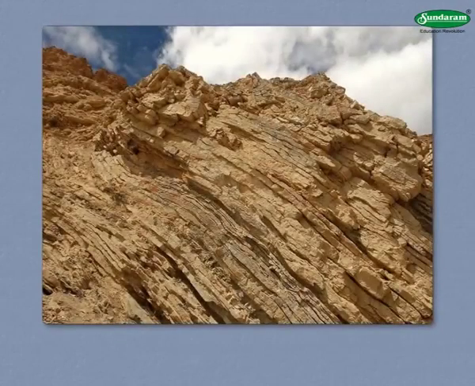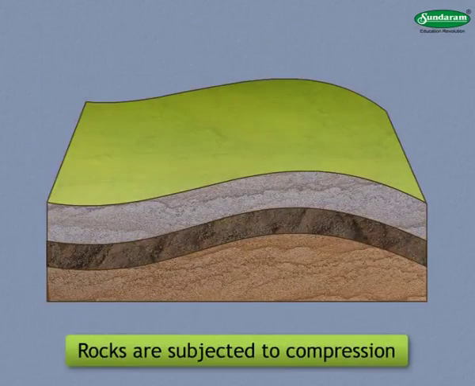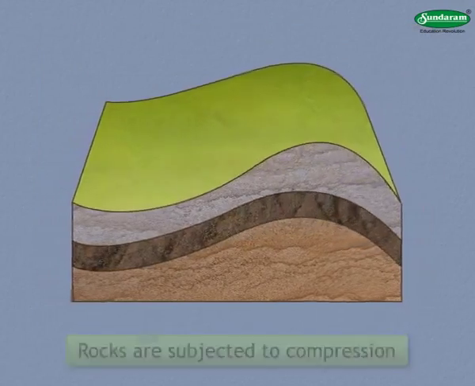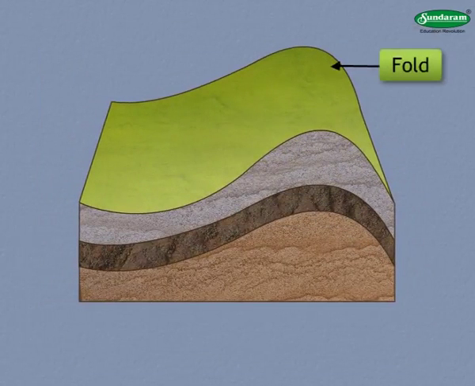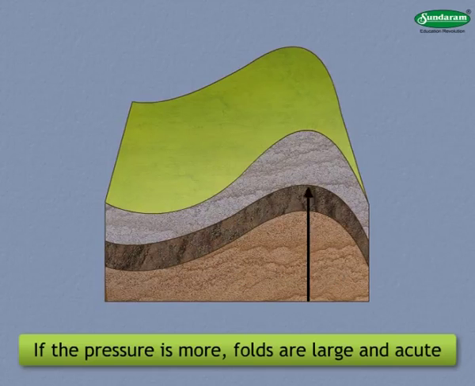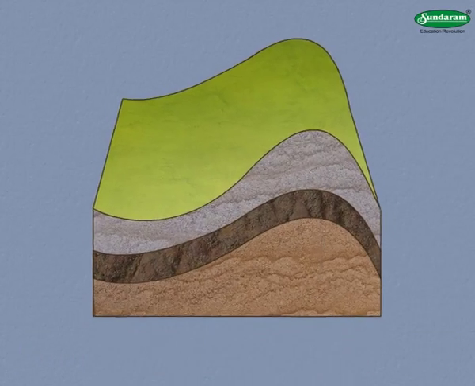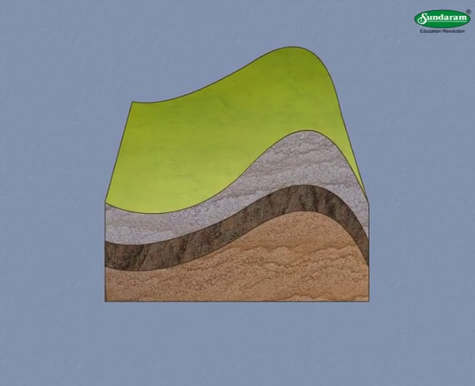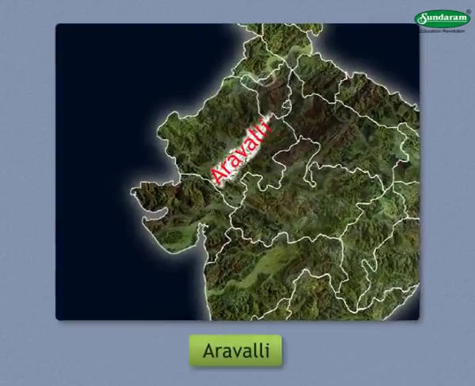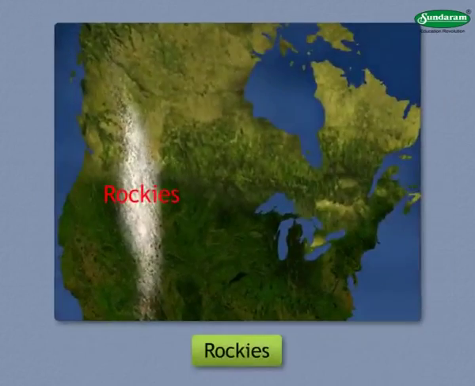Fold mountains. Fold mountains are formed when soft rocks are subjected to compression. As a result, folds are developed. If the pressure is more, folds are large and acute. The layers of rock rise vertically and thus fold mountains are formed. For example, the Aravalli, the Himalayas, Alps, Rockies, Andes, etc.